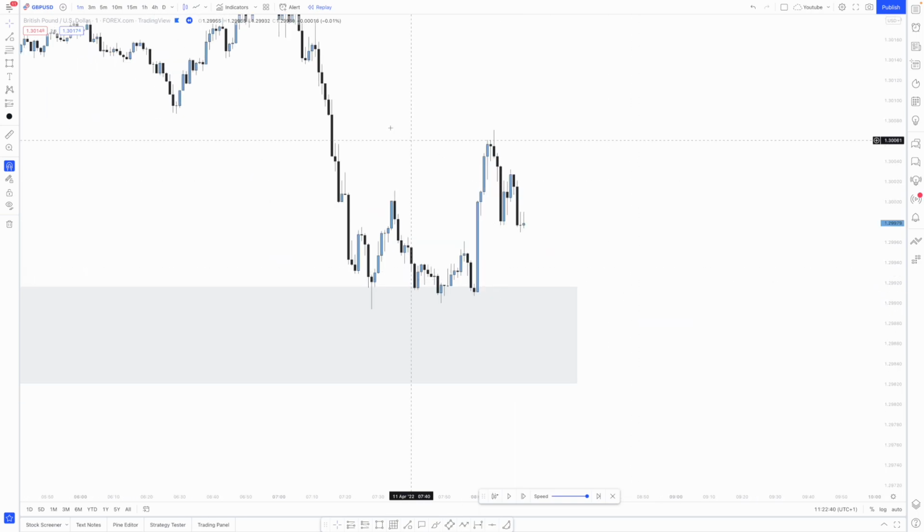So if I zoom in, as you can see we've come down, we've had a pullback, we've then broke that low, and then we've had a pullback again. So this would be our CHoCH low. So you would mark that as a change of character, so a CHoCH down.